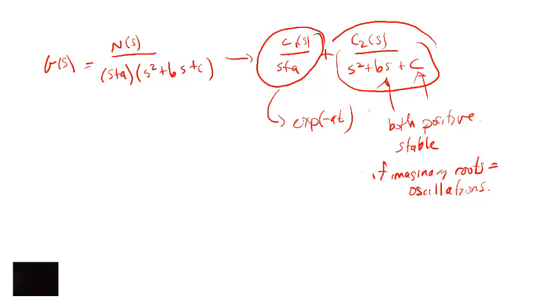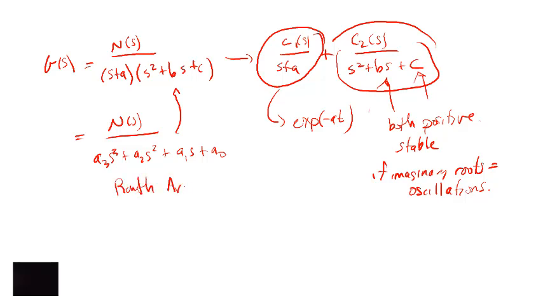So that was just a quick overview. If this is written in terms of a3 s cubed plus a2 s squared plus a1 s plus a0, our options are to plot this function and determine the real root and factor it out to get here, or we can use the Routh array criteria, which we discussed the definition of before. Just a quick overview of stability.